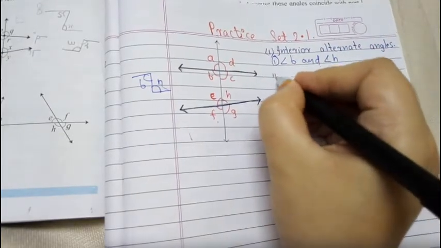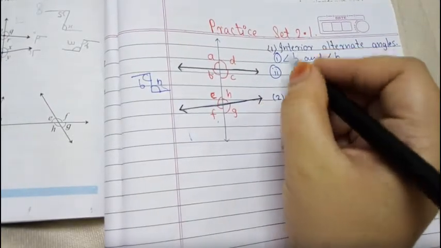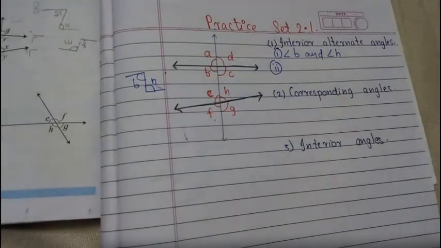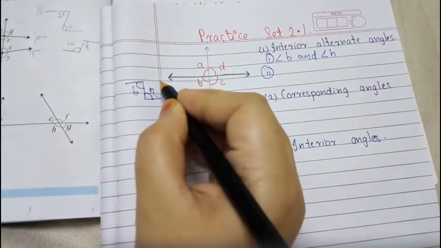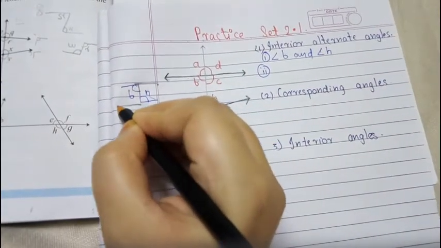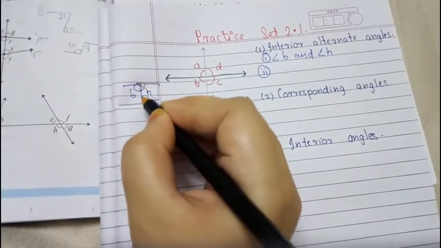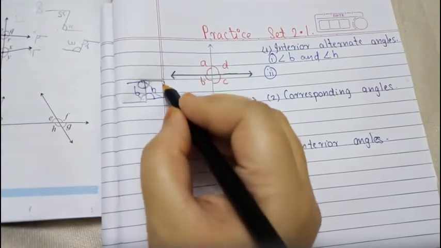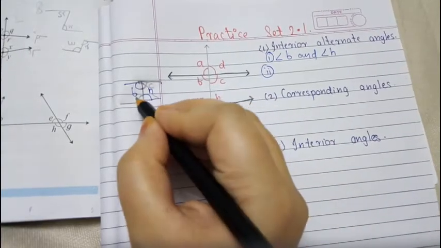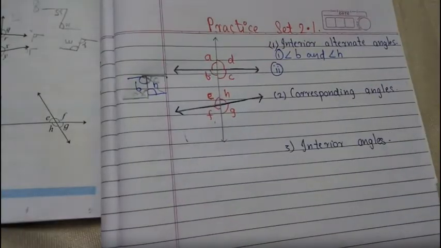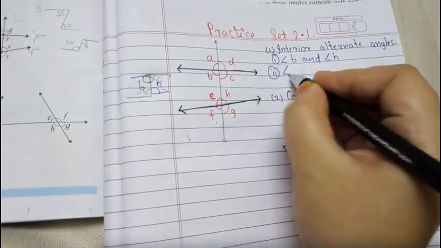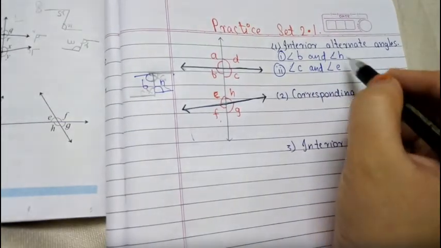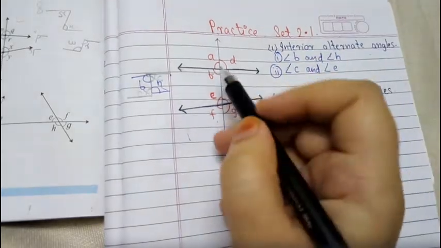Now the next pair of interior alternate angles will be C and E. The angles formed between here and here are another pair of interior alternate angles. Here it is C and here it is E. So angle C and angle E. These are the two pairs of interior alternate angles in this figure.